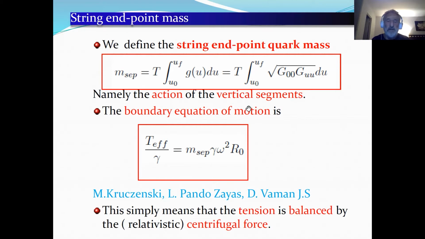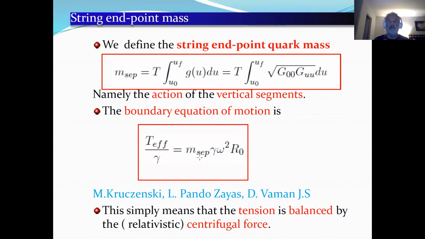then you will see that the boundary equation of motion, I won't describe the details, but the outcome is that the boundary equation is simply the relativistic tension balancing the centrifugal force. Okay, so that's the picture that we have.